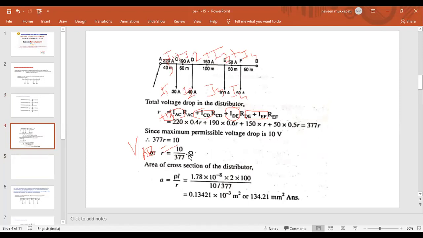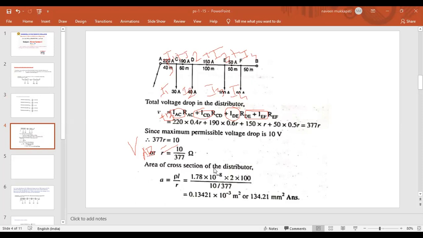Then we calculate the resistance. Since the maximum permissible voltage drop is 10 volts, then R is equal to 10 by 377 ohms.